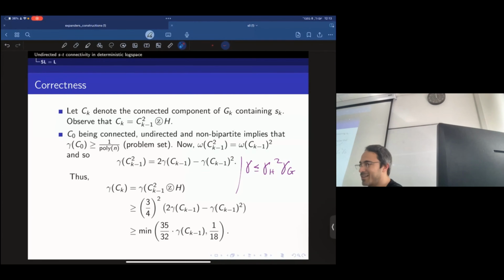Can you see that? You do a 1 minus. It's not hard. 1 minus here, 1 minus here, and you complete a square, and it's the same thing. And so gamma of ck is gamma of this thing, because this is ck, and this is gamma of h. Omega was 1/4, so gamma is 3/4. You square it, and this is gamma of this graph.